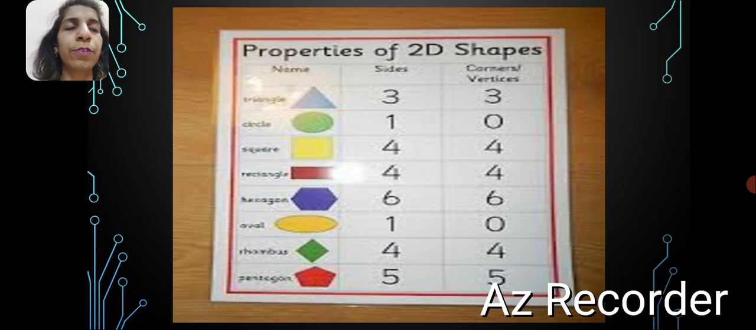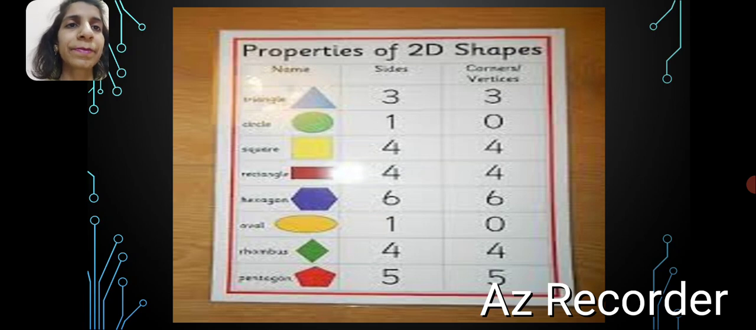Next, properties of 2D shapes. Triangle has three sides and three vertices or three corners. You may call that vertices or corners, it is one and the same thing. Okay. Next, circle has one side and no vertices and no corners because it is round in shape.